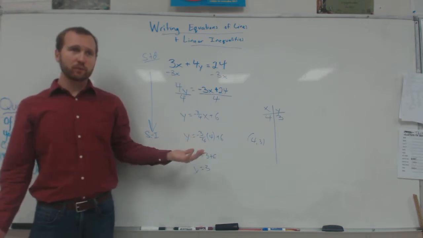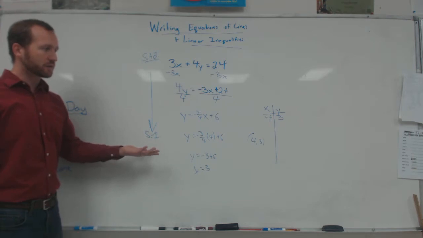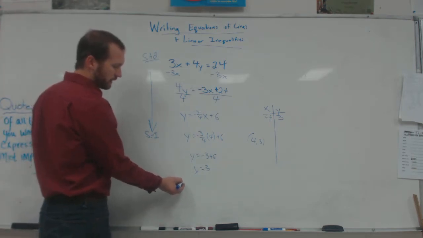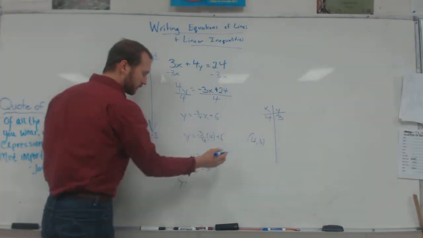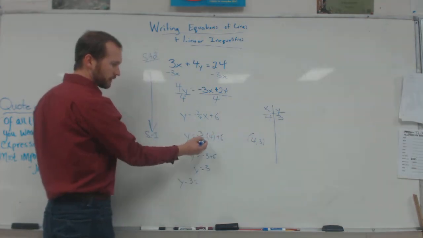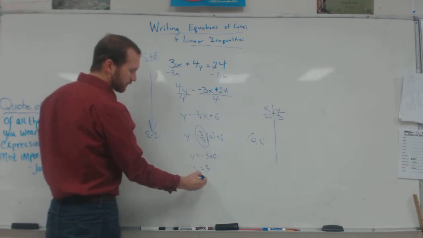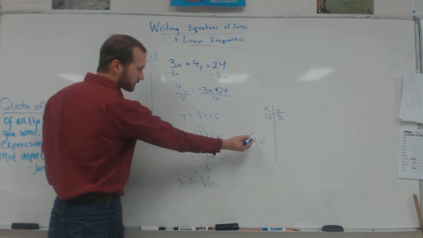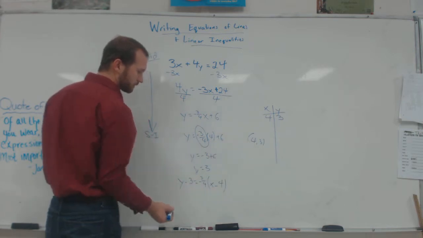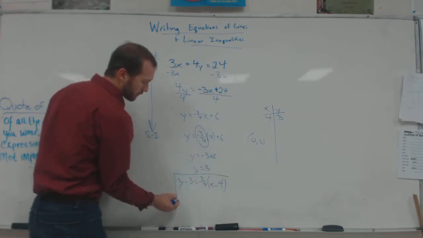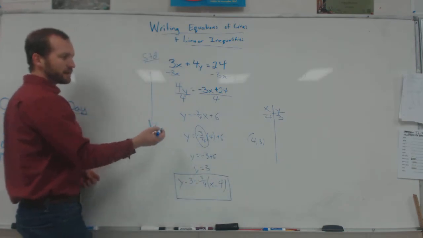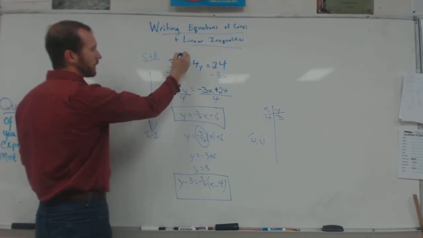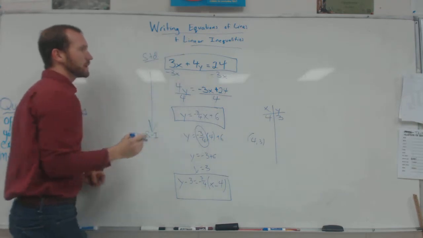So now I can write a point slope equation for this, which would be y minus 3 equals, I already knew my slope, negative 3/4, and then x minus, the point I picked was 4. So here's a point slope equation, and again, there's infinite point slope equations you could write for this line. So there's my 3 equations on the same line.